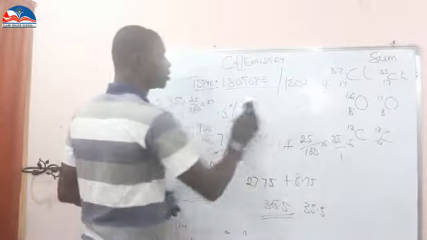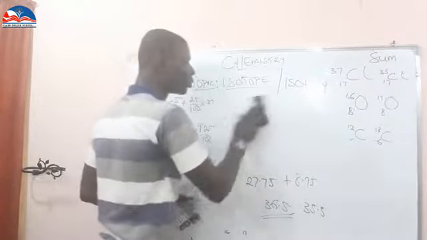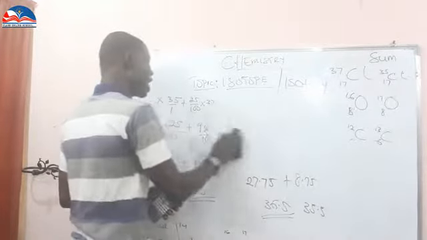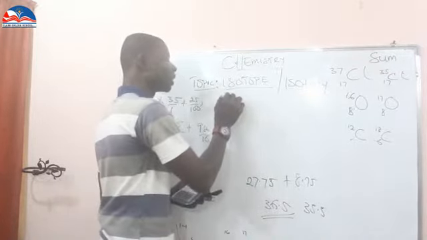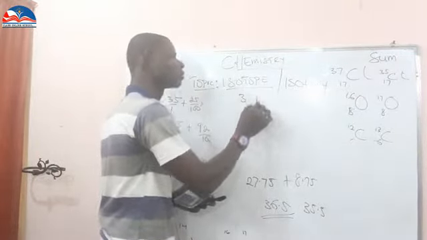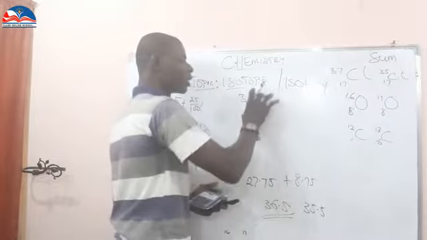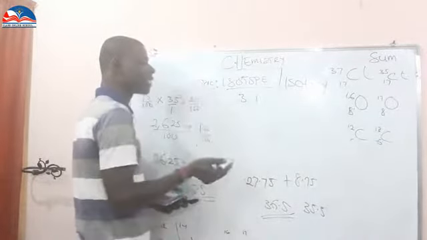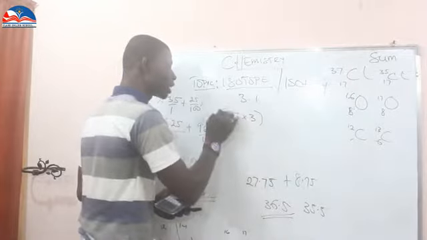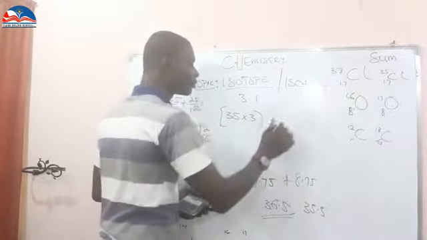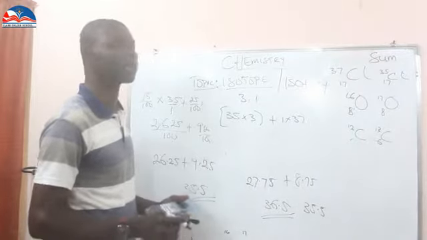Now I can use another method. What is this method? If they want to ask you this question, they must give you their ratio of occurrence. They can say that we have the occurrence ratio 3:1. And this 3:1 means the ratio at which they occur. Now that of 35, we have 35 times 3 all in brackets plus that of 37, 1 times 37. Let's see if we can still arrive at this 35.5.